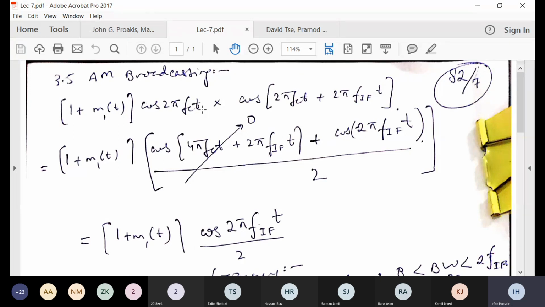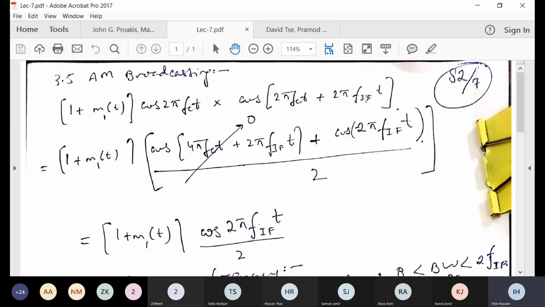As in our previous discussions of demodulation of a double sideband signal, we are multiplying it with a cos which has the frequency of FC plus FIF. So it is 2 pi FC plus 2 pi FIF. If I multiply again, the product of cosines is equal to the sum of cosines plus the difference of cosines, and cos minus theta is cos theta.